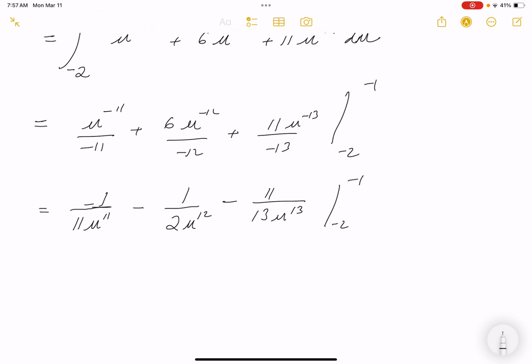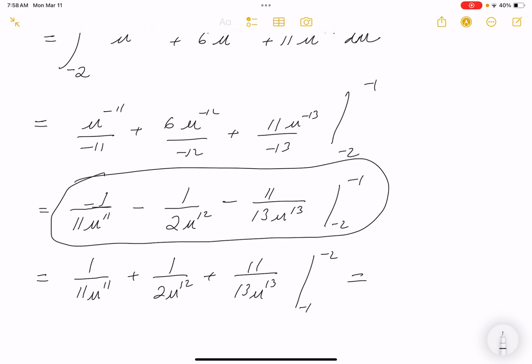Now, they said you could have left it that way. And it's fine if you do that. And if you want to compute the number, they're really kind of nasty, by the way, but you can compute it. And I'm just going to rewrite it a little bit differently. I can write it as 1 over 11 u to the 11 plus 1 over 2 u to the 12 plus 11 over 13 u to the 13. And I'm going to go from minus 1 to minus 2. If you want to evaluate, you can. I think this is a fine answer over here. Nothing wrong with that.